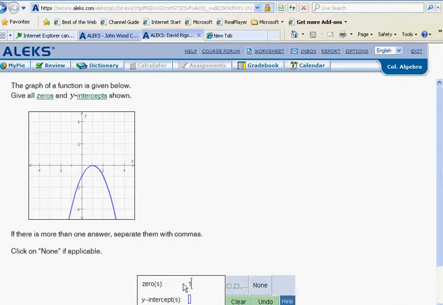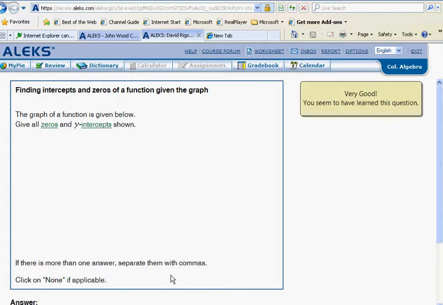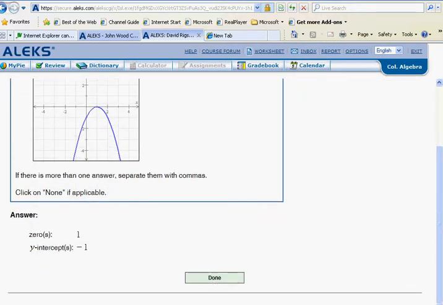The y-intercept, of course, is where the graph crosses the y-axis. So as we come down through here, we can see it's right there. There's our y-intercept, and it is -1. Let's do this again. And once again, let's practice with the new terminology. Maybe we can do another one of those.